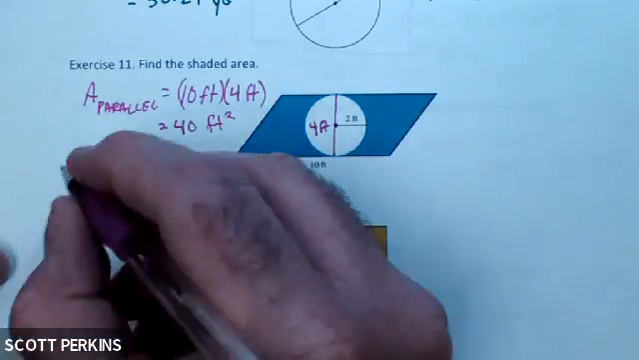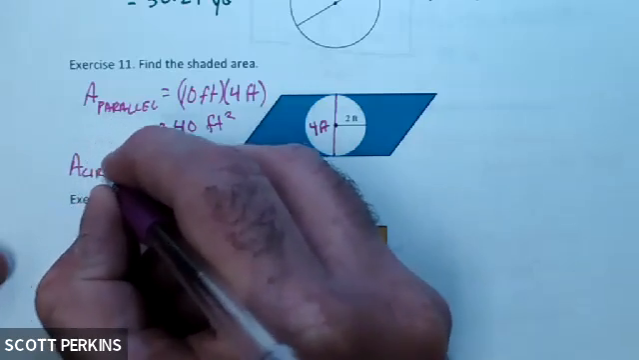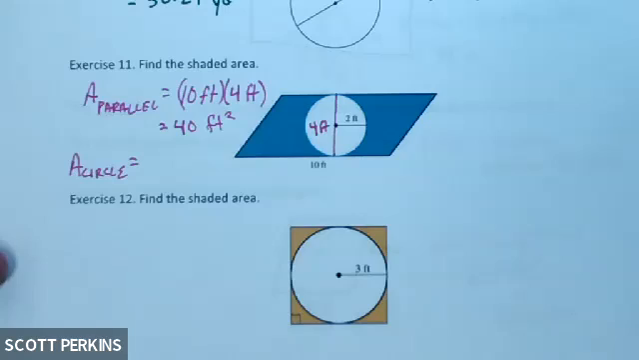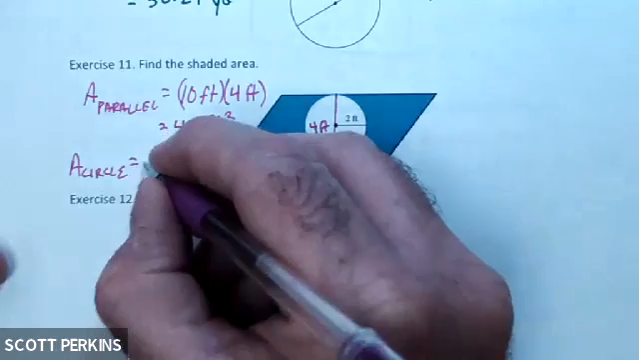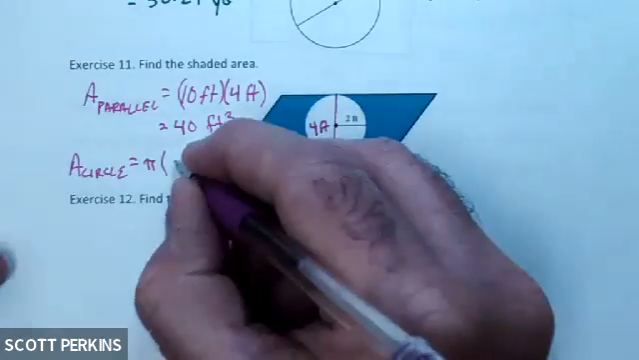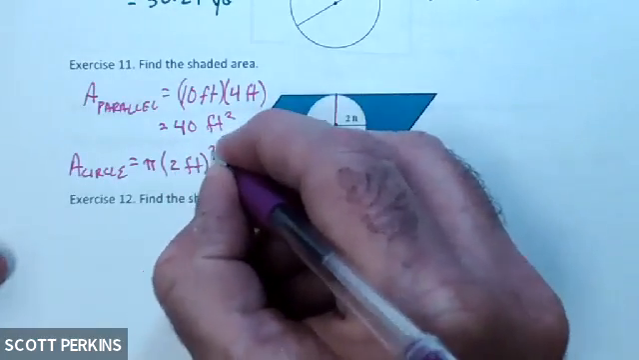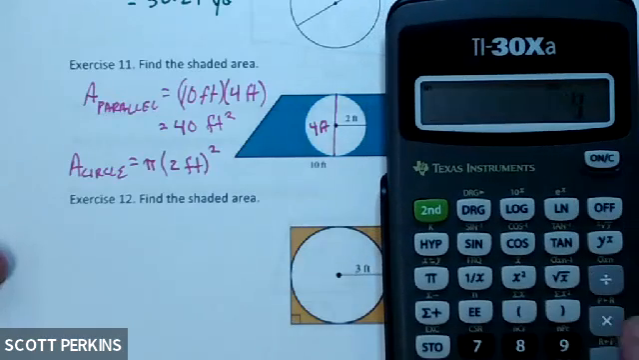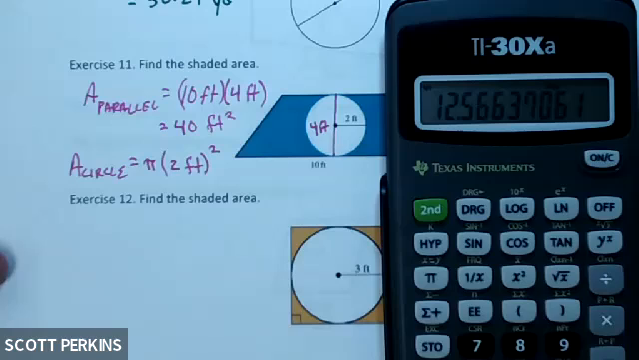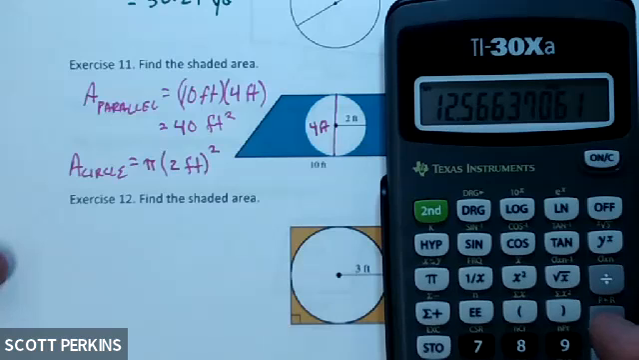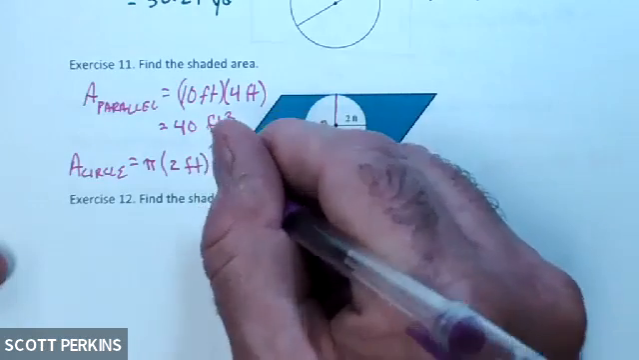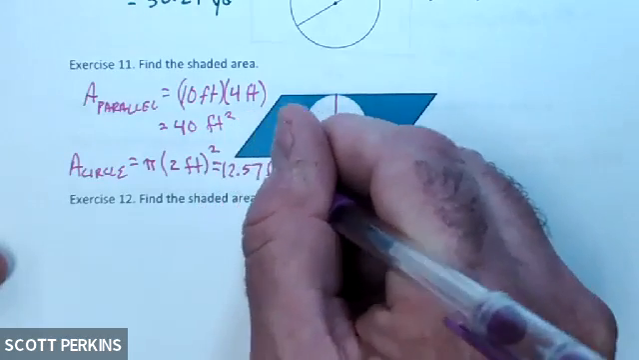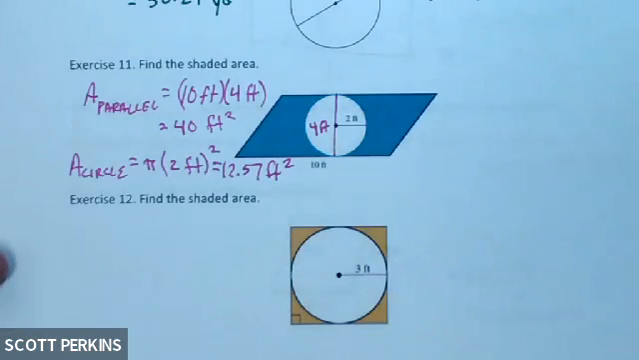The circle is a little more direct. The area of the circle is just pi times r squared. So pi times the 2 foot radius squared. So that is 4 times pi. So 4 times the pi key gives me 12.566. So that's going to be 12.57 feet squared. Before we finish this problem up, anybody got a question, a comment, or a concern?